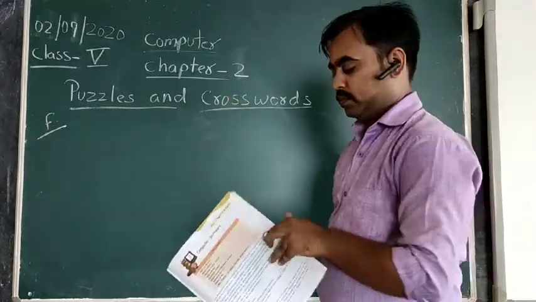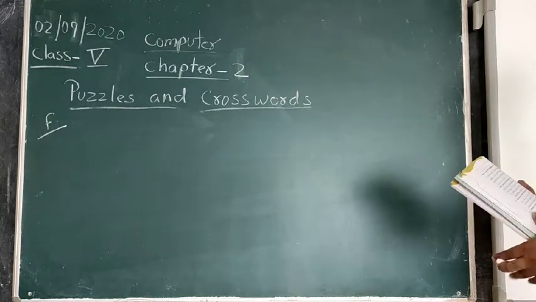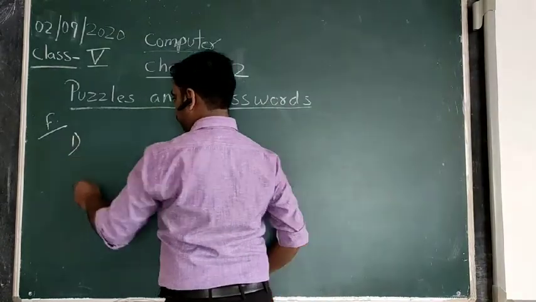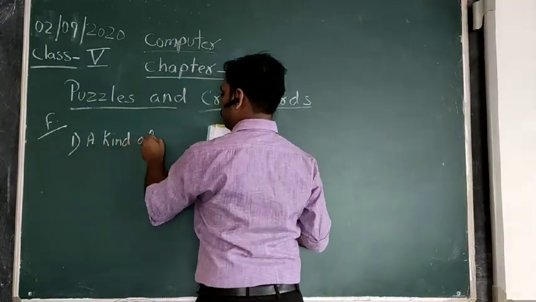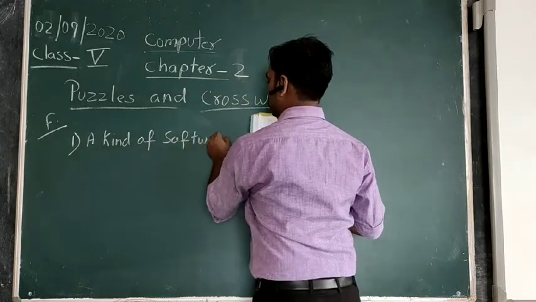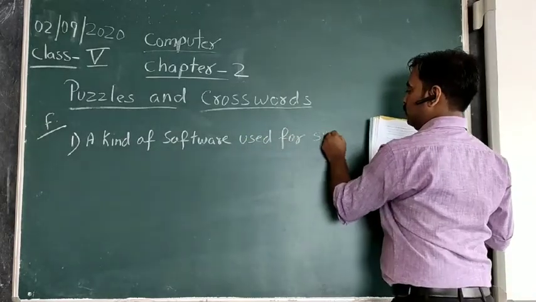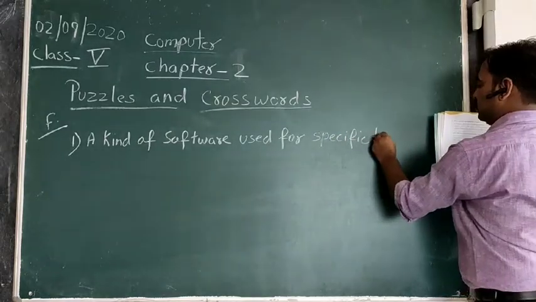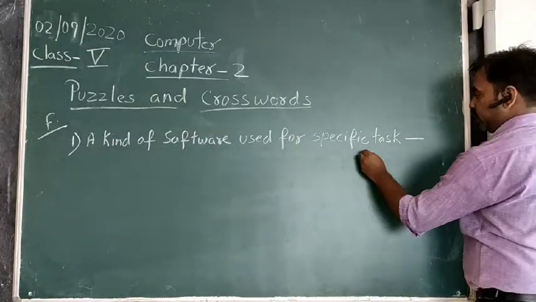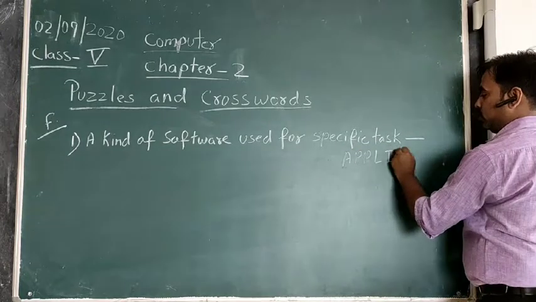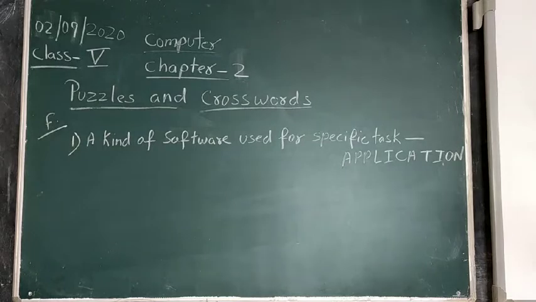Chapter 2. First one is a kind of software used for a specific task. And the correct answer is application.